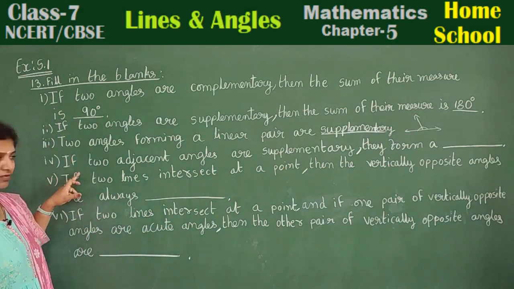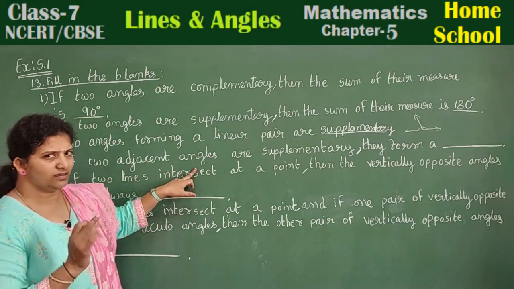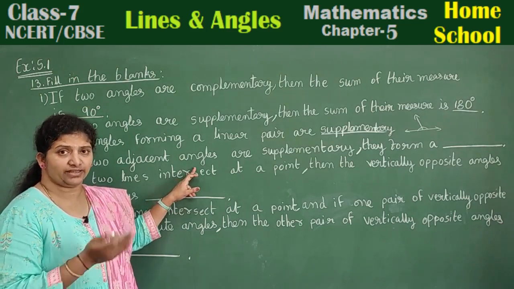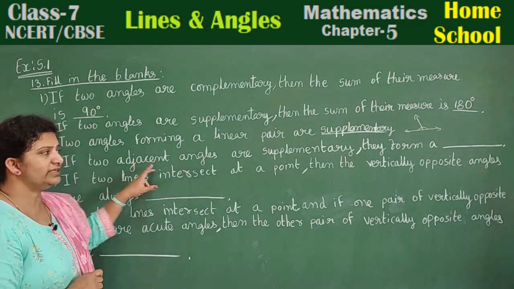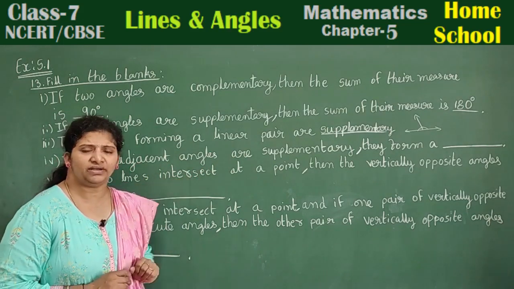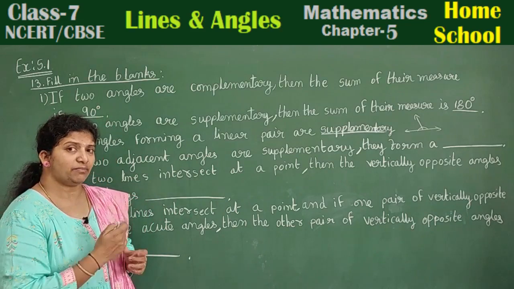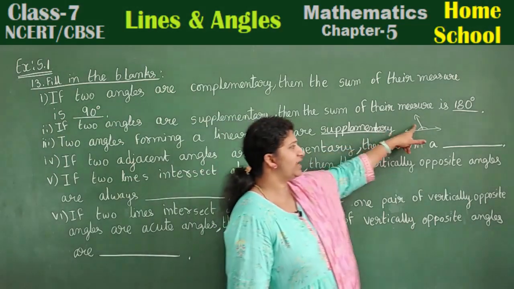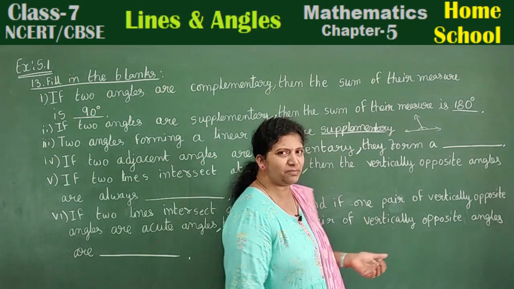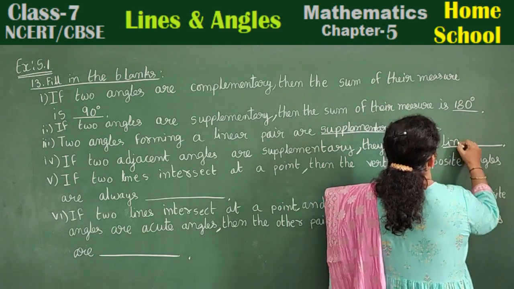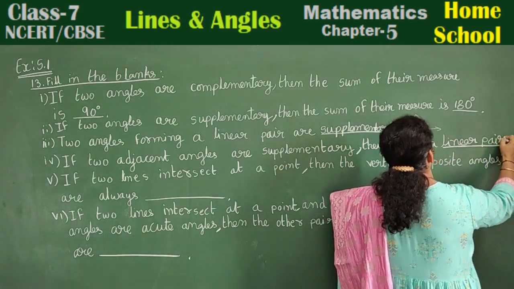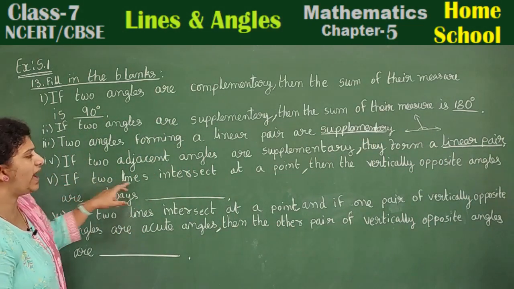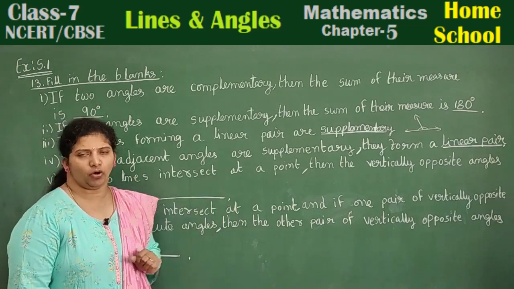Fourth one, if two adjacent angles, adjacent means you know a common vertex and a common arm, non-common arms are on either side of the common arm. If two adjacent angles are supplementary, the two adjacent angles sum is supplementary, meaning 180 degrees. If these two sum is 180, then they form a linear pair.